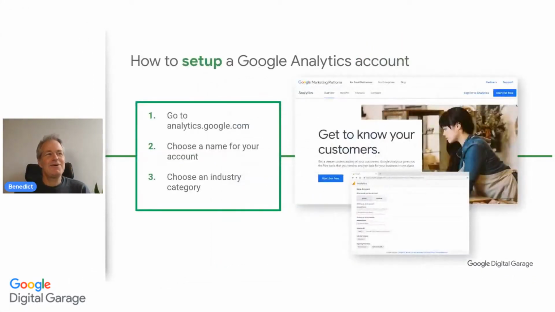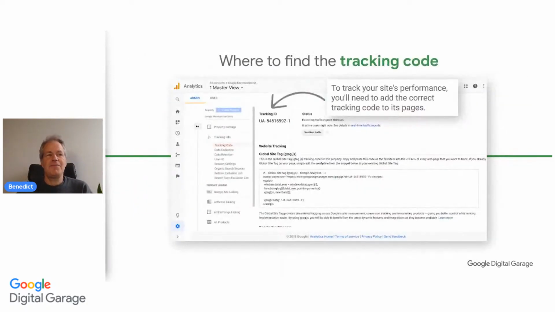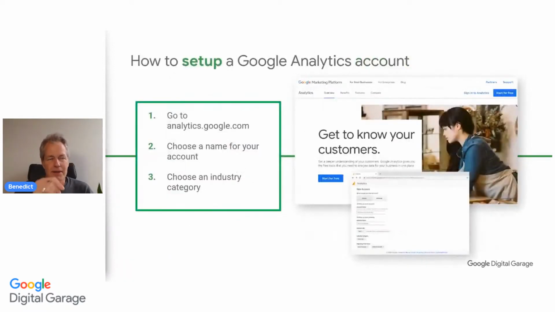Okay, so how to set up a Google Analytics account now. Here comes the big statement, because you go to analytics.google.com. You choose a name for your account. You choose an industry category. All right. This is the process that you go through. Now, where to find the tracking code? This is what comes up when you set it up here.